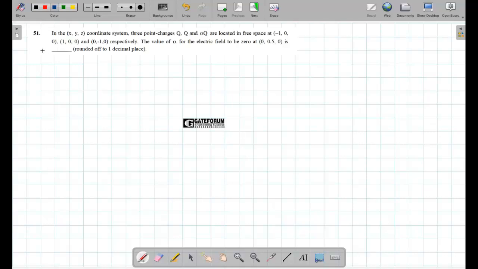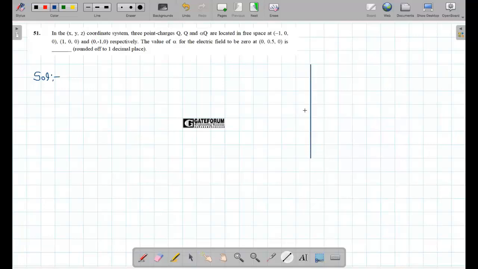So what it is saying is there are 3-point charges Q, Q and alpha Q located in free space at -1, 0, 0; 1, 0, 0; and 0, -1, 0 respectively. You have to find out the value of alpha for which the electric field is 0 at one specific point. So let us draw the points first where these charges are located, and then we can comment on the calculation of the electric field.